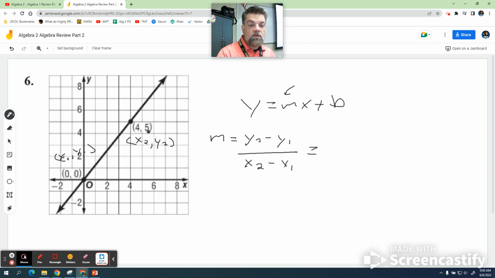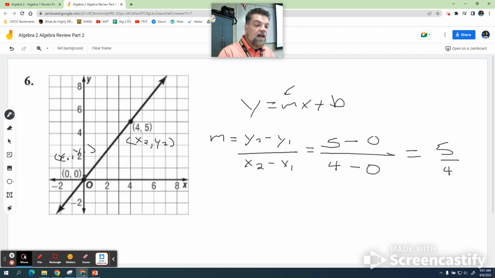So y sub 2 is 5, right? I got that from right here. Minus, that's from the formula, y sub 1, which is 0, right? And then x sub 2 is 4, and then x sub 1 is 0. So 5 over 4 is my rise over run.